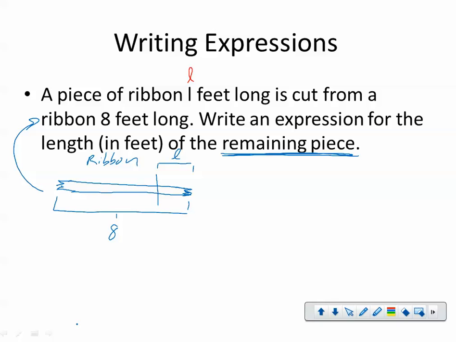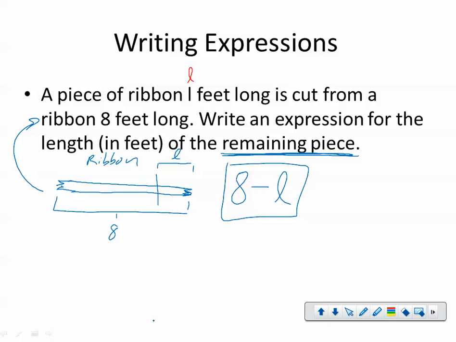So we need to create the mathematical expression that represents this. Well, if I'm cutting something off, I need to think about which operation I'm going to use. Starting with 8, and then I'm cutting some off. So addition, subtraction, multiplication, division. I'm going to have to go with subtraction because I'm taking away. Then how much am I taking away? I'm taking away L, so 8 minus L. So that right there is my expression that represents this situation.